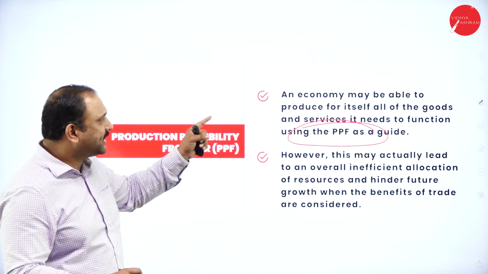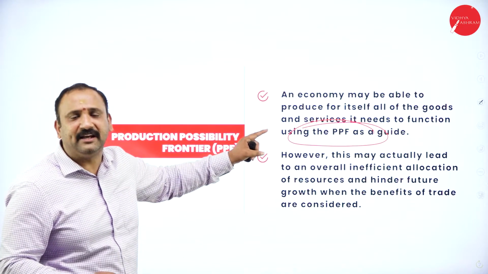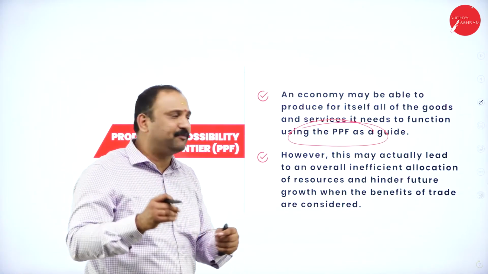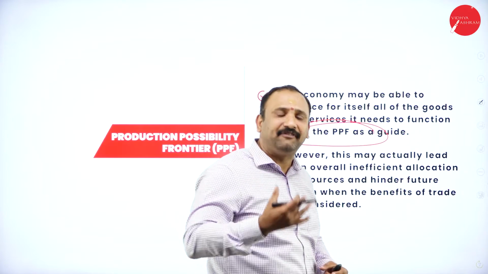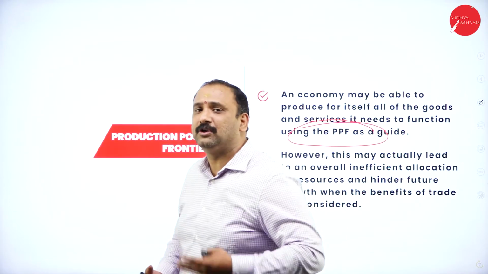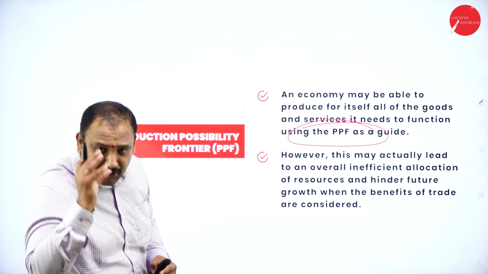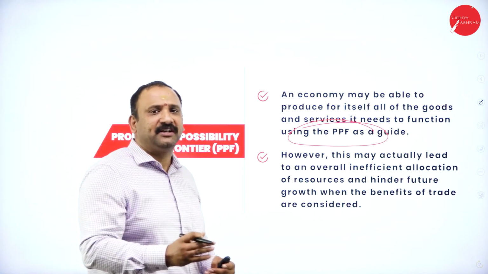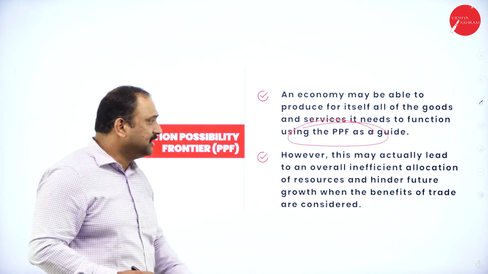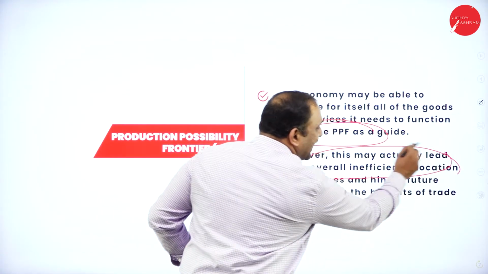So with that context in mind, the economy has always been looking at PPF as a guidance value, as a matter of importance, where we have tried to see that we want to develop this particular activity, we want to grow on this particular activity, and we want to make this activity the best one as far as possible. So we choose the right products, we choose the right services, and then we start developing it all together. However, this may actually lead to an overall inefficient allocation.